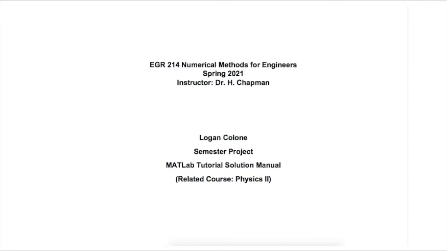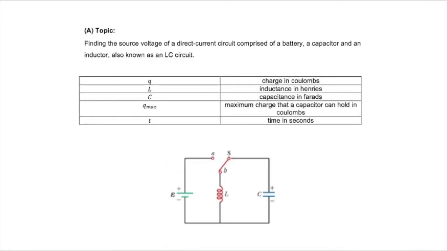Today I'll be giving a presentation on my MATLAB tutorial solution manual that applies to the course Physics 2. Today we will be discussing how to find the source voltage of a direct current circuit that's composed of a battery, a capacitor, and an inductor, which is also known in the Physics 2 realm as an LC circuit.